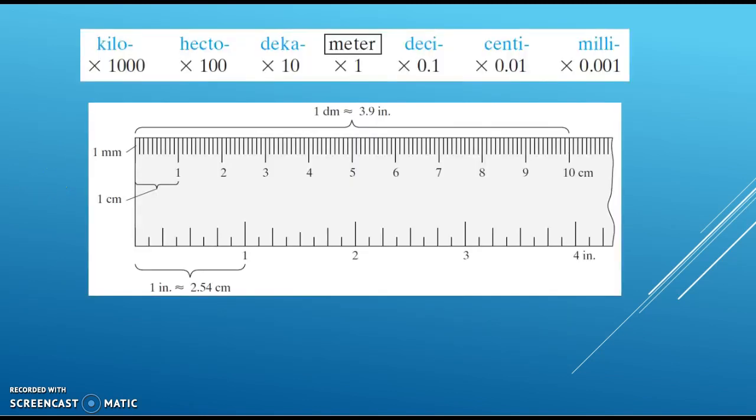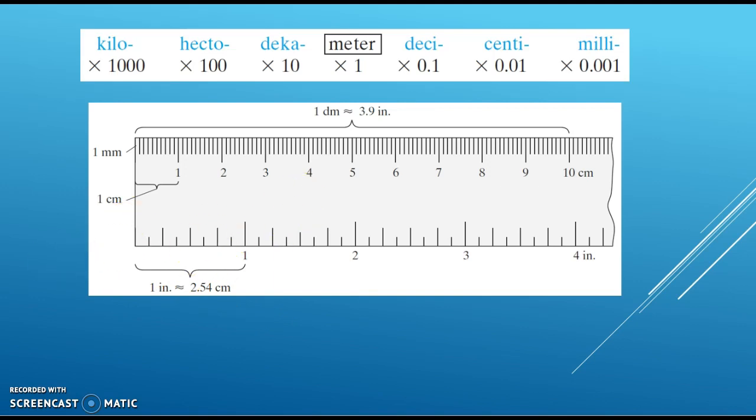I also have a graphic that shows you how they're all related horizontally. In other words, if you want to go from meter to millimeter, you're going to multiply by 0.001. If you want to go the other direction, meter to kilometer, you're going to multiply by 1,000. This is a visual to help you with those conversions. The other visual on this page gives you an idea of how an inch compares to centimeters. That's another thing I wanted to point out on this slide.